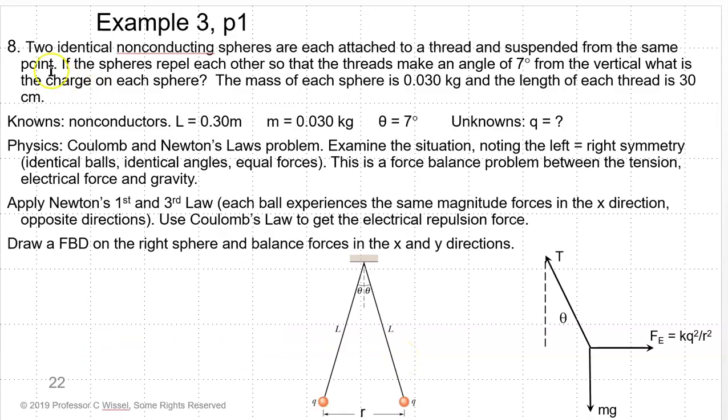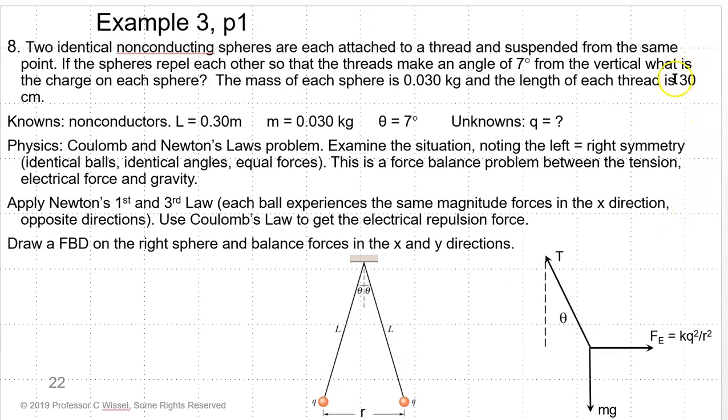Okay, so two identical non-conducting spheres are each attached to a thread and suspended from the same point. If the spheres repel each other such that the threads make an angle of 7 degrees from the vertical, what is the charge on each sphere? The mass of each sphere is 0.030 kilograms. The length of each thread is 30 centimeters.